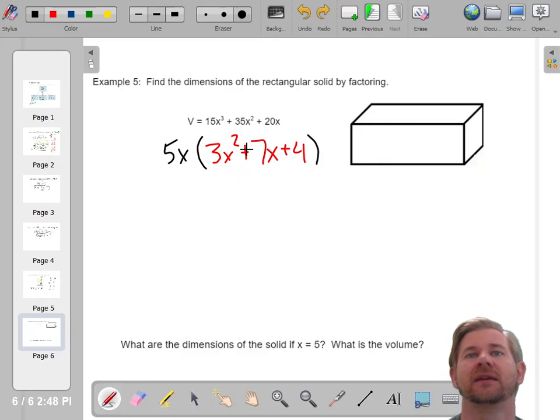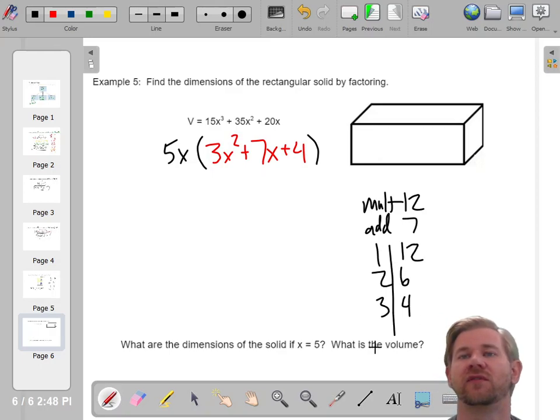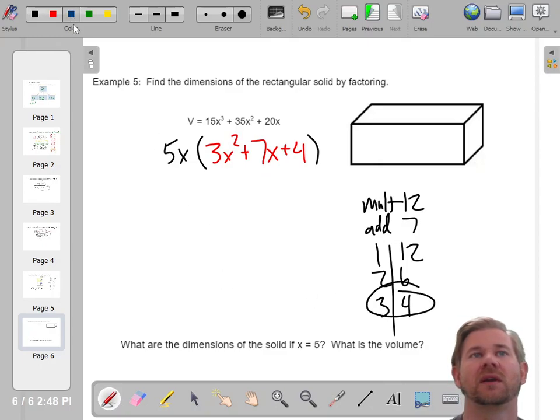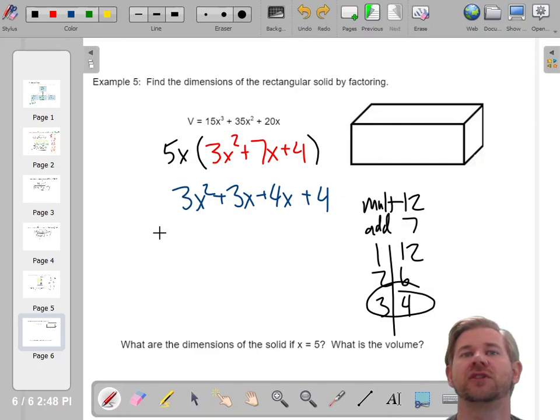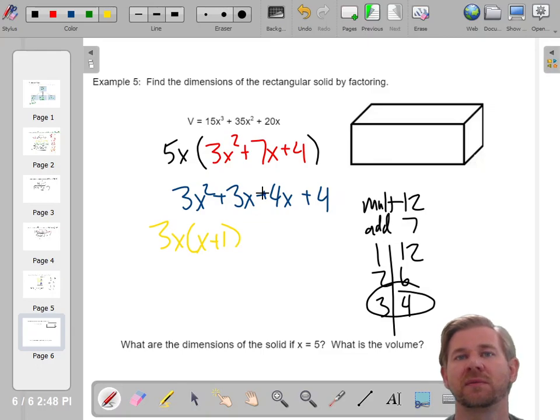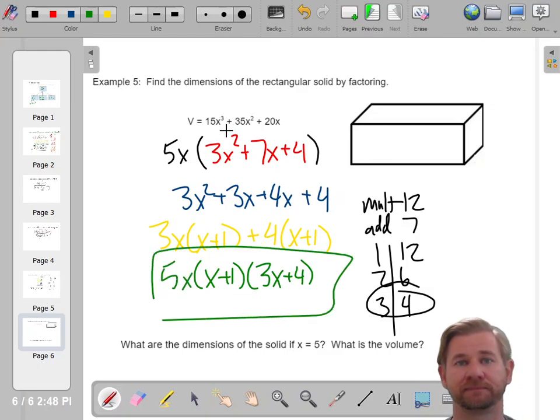Now I need to factor that. So to factor that, I will find numbers that multiply to 12 and add to 7. Well, 12 is either 1 and 12, 2 and 6, or 3 and 4. The ones that add to 7 are 3 and 4. So I will split the middle, 3x squared, now it's plus 3x plus 4x, and the 4 doesn't change. So I just split the middle. I'm ignoring the 5x for now. The GCF of the first two is 3x, and you have x plus 1. Bring down the plus sign. The GCF of those two is 4, and you have x plus 1. So now I have x plus 1, 3x plus 4, and then don't forget now my 5x is my third factor. That is the factored form.